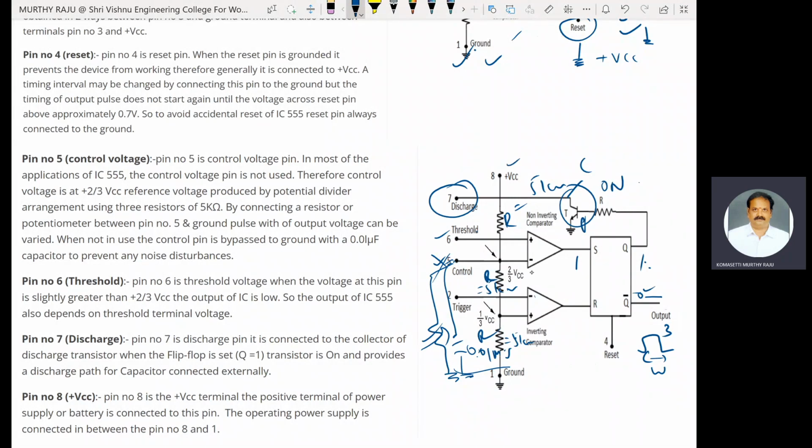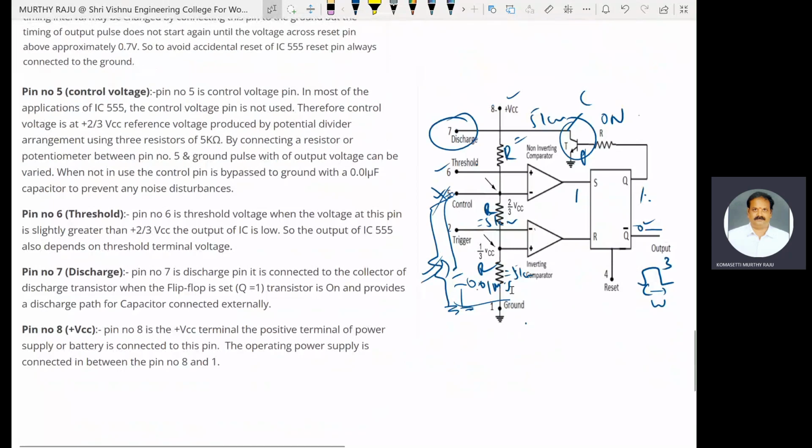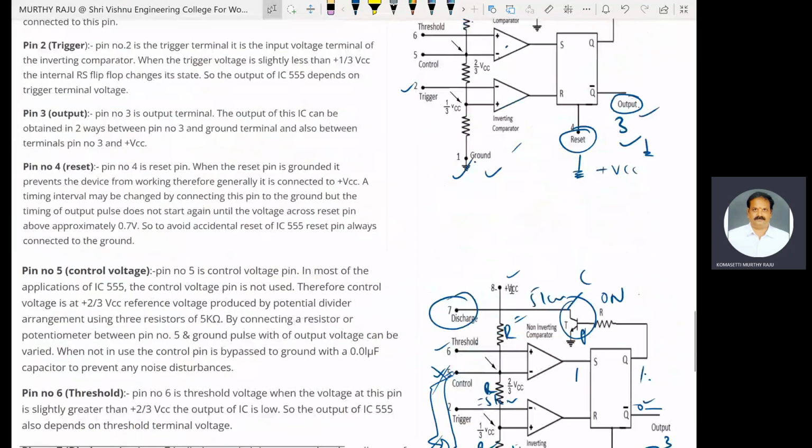Pin number 8 is the VCC terminal. The positive terminal of the power supply or battery is connected to this pin. Generally, the battery voltage lies between 4 volts and 16 volts. The operating power supply is connected between pin number 8 and pin number 1. This is the description of the pin configuration and the internal components of the 555 timer IC.